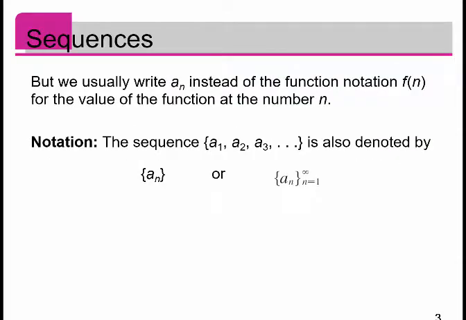We usually write a sub n instead of the function notation f of n, really because they're positive integers, for the value of the function at the number n. So notation: the sequence with the braces a1, a2, a3 is also denoted just by the braces a sub n, or a sub n starting at n equal to 1 and going to infinity.